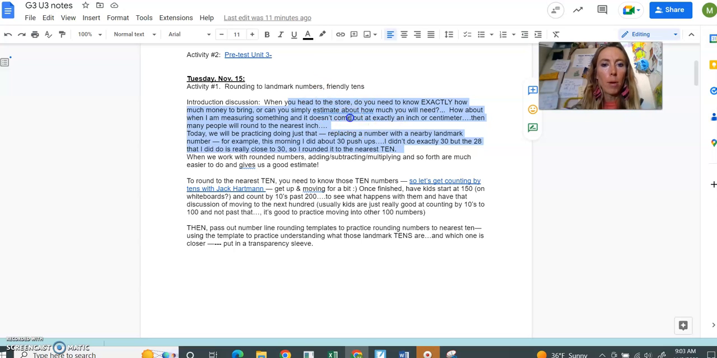Yeah. How about when I measure something and it doesn't come out at exactly an inch? What did a lot of people do? They usually just go to the nearest inch or centimeter. So today we're going to practice doing that, and we're going to replace a number with that friendlier number, a nearby landmark number it's called.